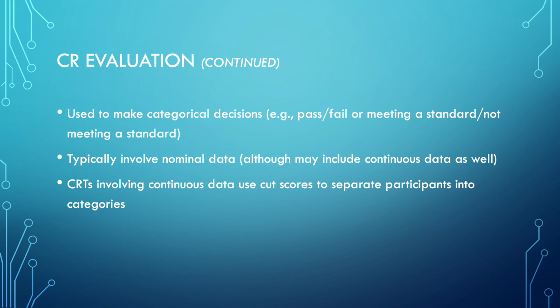Remember that nominal data is just categorical, such as grade level or gender, versus continuous data is on a number line, something like shoe size or height or weight or test score.